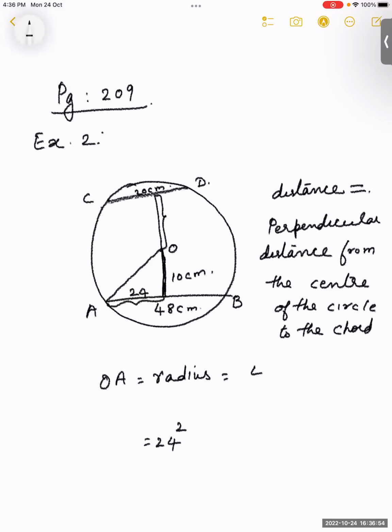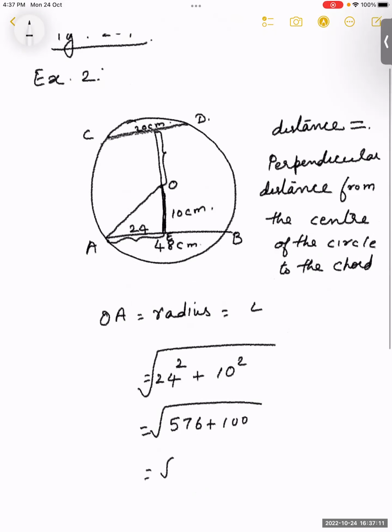24 square plus, let me call the foot of the perpendicular E, OE square is 10 square, which is 576 plus 100, which is 676. 676 is nothing but 26 centimeter. So the radius is 26 centimeter.